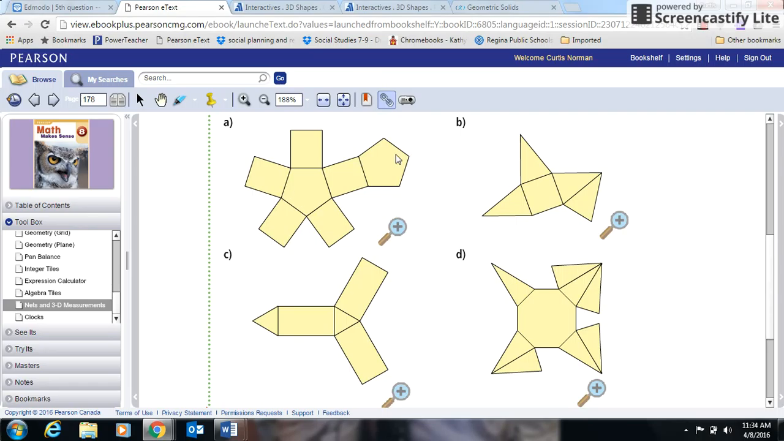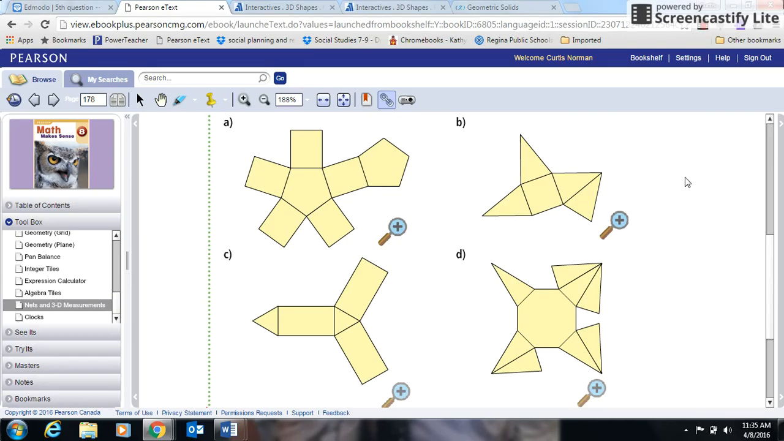So now I got to imagine. Okay, if I folded this up, this would be my base. This would come up and form a side. That forms a side, side, side, side. So I'd have a base with the walls, and then this flap would fold over along this line and form the top. So guess what? That is an example of a pentagonal prism. Cool.